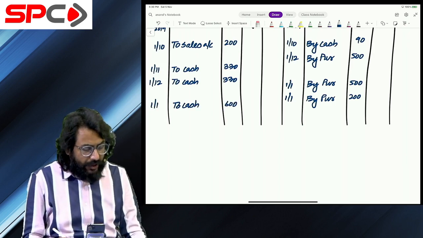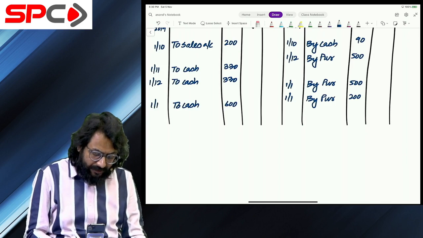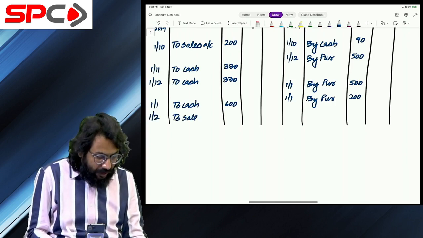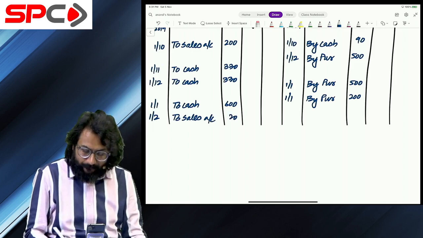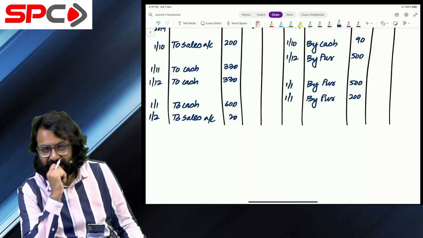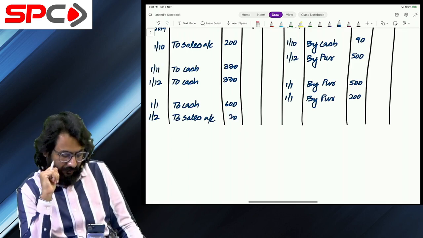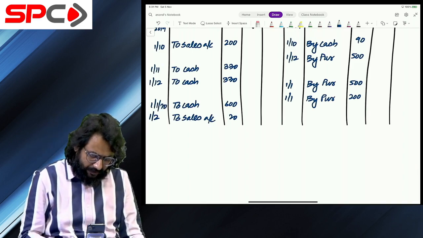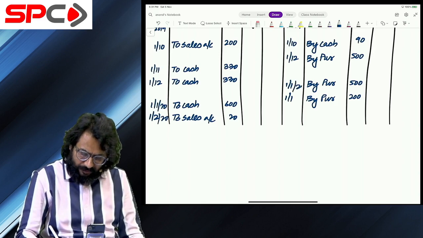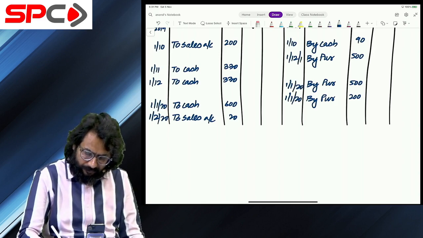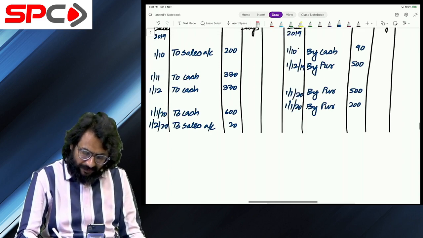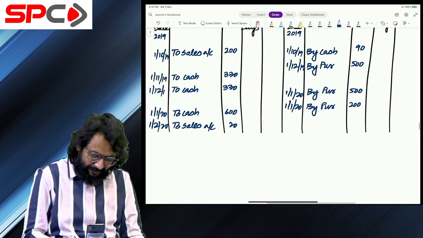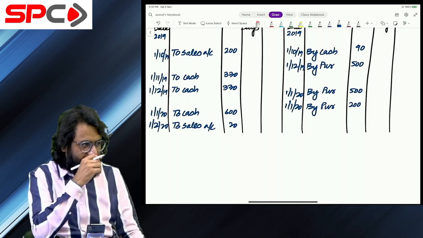And goods sold to Sham. What is the entry? Sham to sales. So, 1st February, I'll write down to sales account. What is the amount? 20. Okay? This 20 will go to January, 20 will come, right?